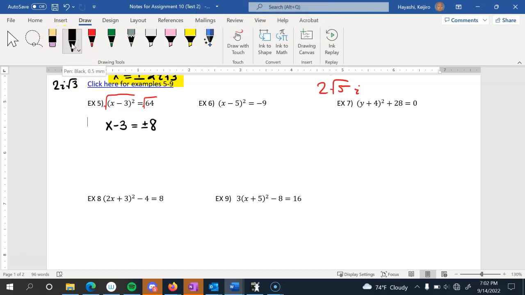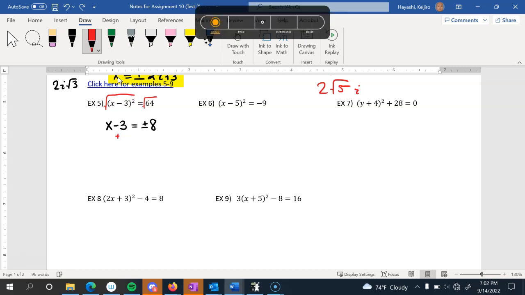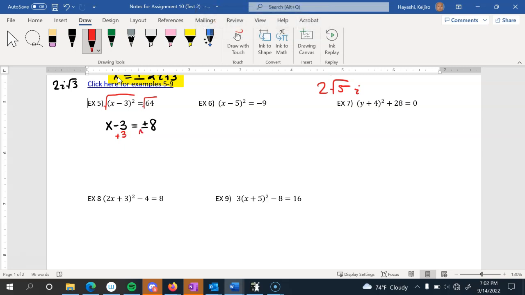So, only one step left to get x by itself. We can actually add 3 now. Now that we're free from this exponent that's on the x minus 3, we can add 3 to both sides. And where I would recommend adding it is right before the plus or minus. So x equals 3 plus or minus 8.